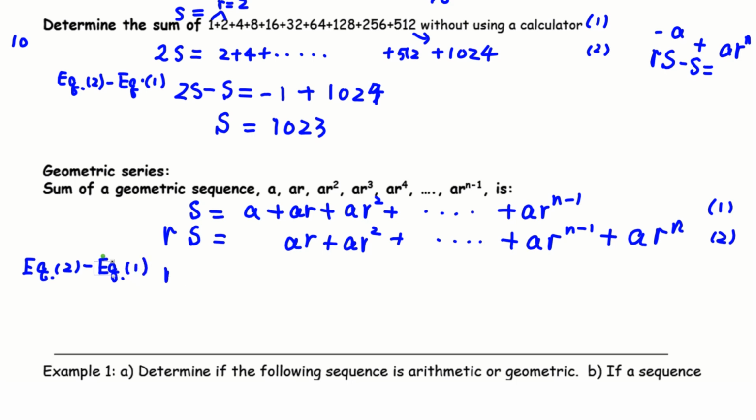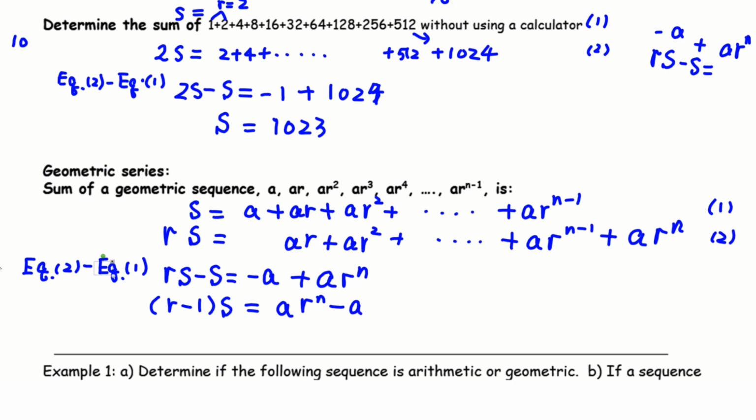So we are going to have r times s minus s equals, this one 0 minus a gives us -a. All the middle terms cancel out, and the last term is left. Then we collect the like terms. We are going to have r minus 1 times s equals a r to the exponent n minus a.